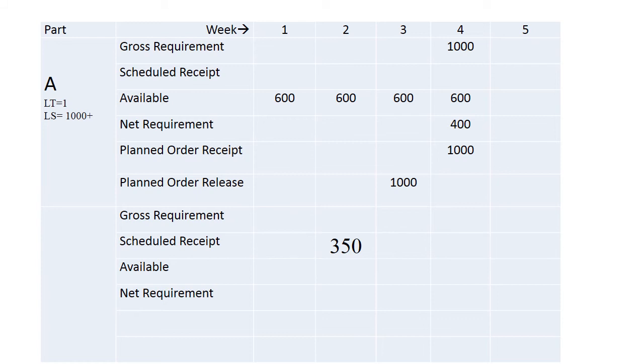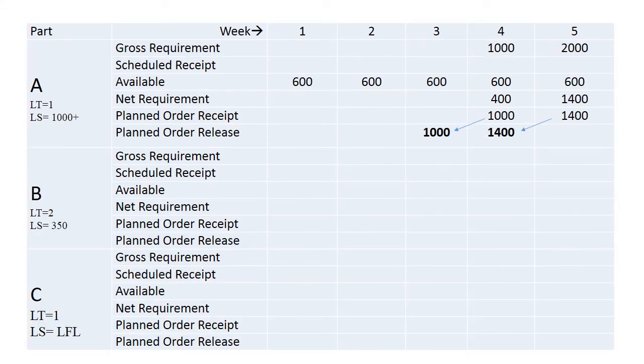So you must plan to receive 1,000 items in week 4, and for that to happen, you must place an order 1 week in advance. Remember, lead time for A is 1 week. You must place an order of 1,000 items a week in advance. You will notice that you again ended up with 600 extra in week 4 because you needed 400, you got 1,000. So you have 600 extra which will become available in week 5.